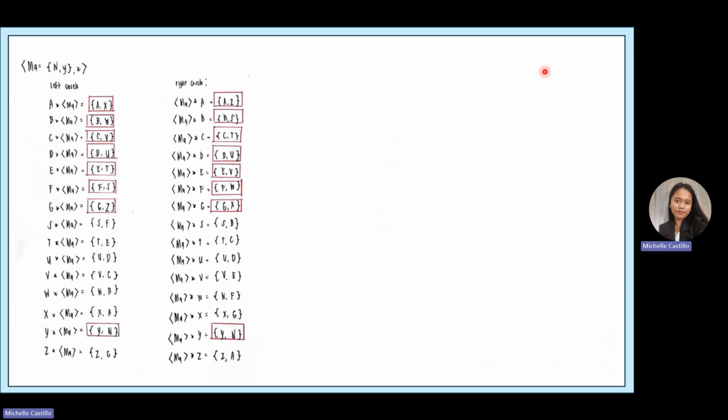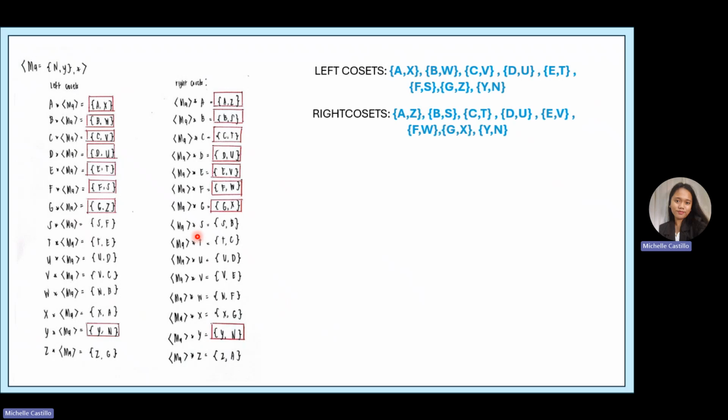So when we continue this process, we will get these left and right cosets. So for left cosets, we have A, X, B, W, C, V, D, U, E, T, F, S, G, Z, and N and Y. Then for right cosets, we have A, Z, B, S, C, T, D, U, E, V, F, W, G, X, and Y, and N.